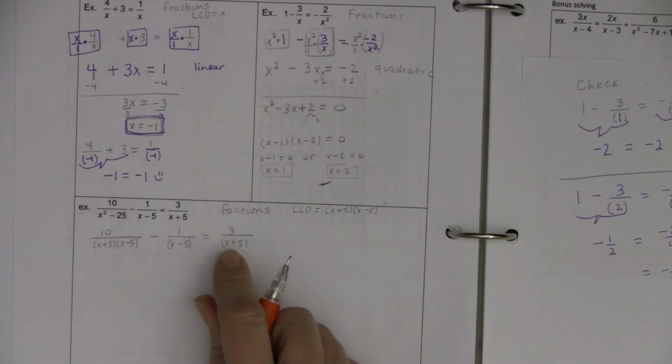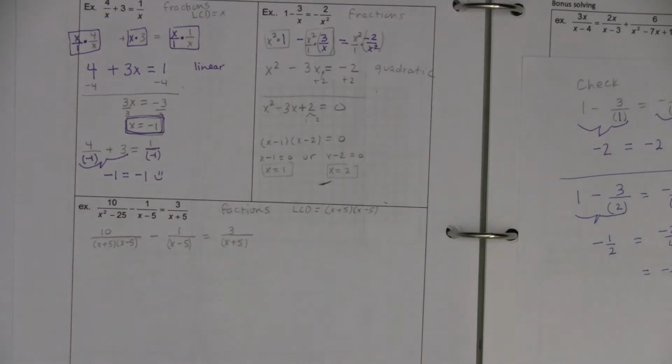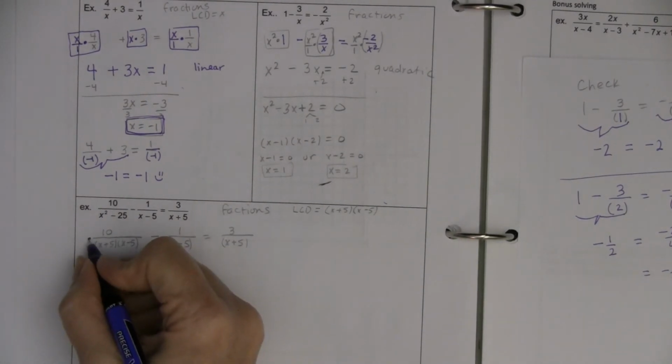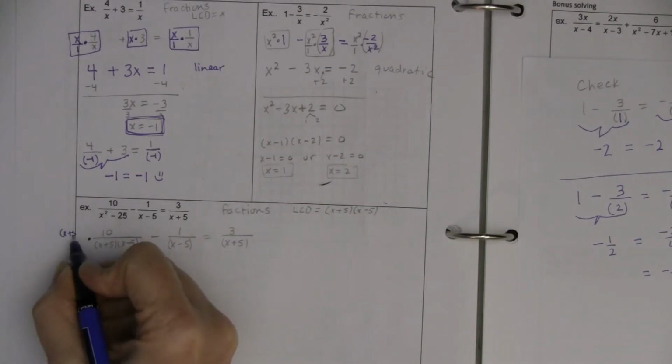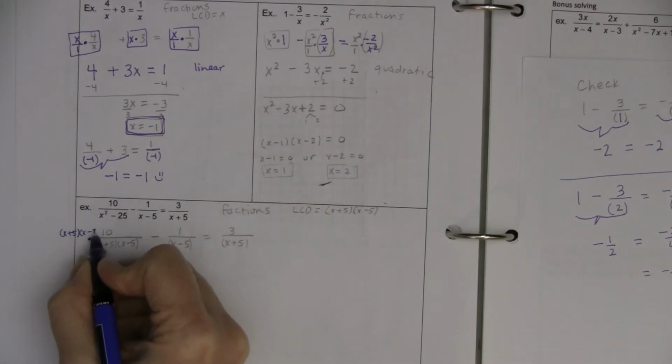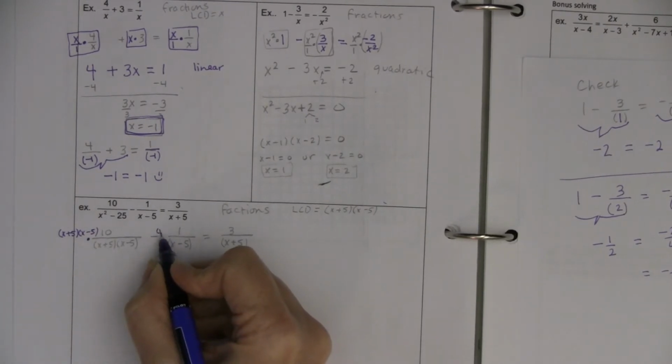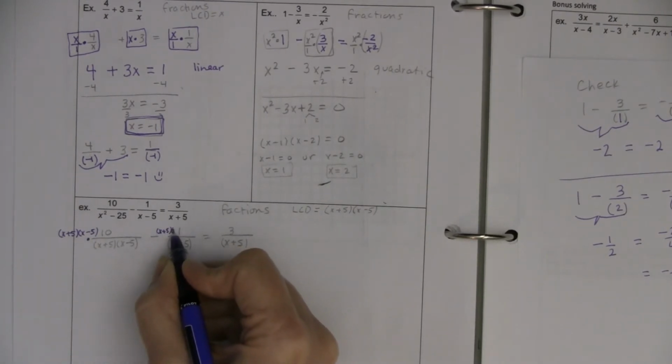So it certainly does. We're going to be multiplying every piece by that common denominator, x plus 5 times x minus 5.